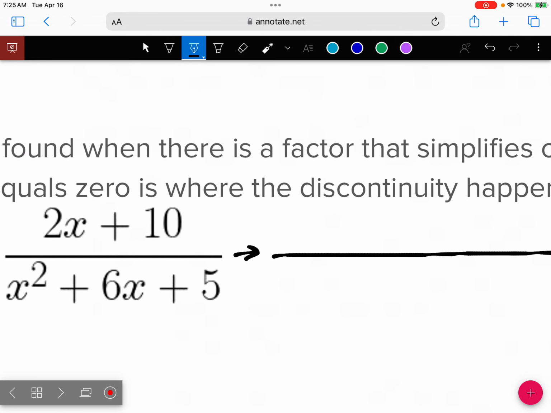All right, so let's take a look at these pieces. Looking at our numerator, what can I do to simplify this? Take out the GCF. What's my GCF? 2. So I can rewrite this as 2 times (x plus 5). It has a GCF.